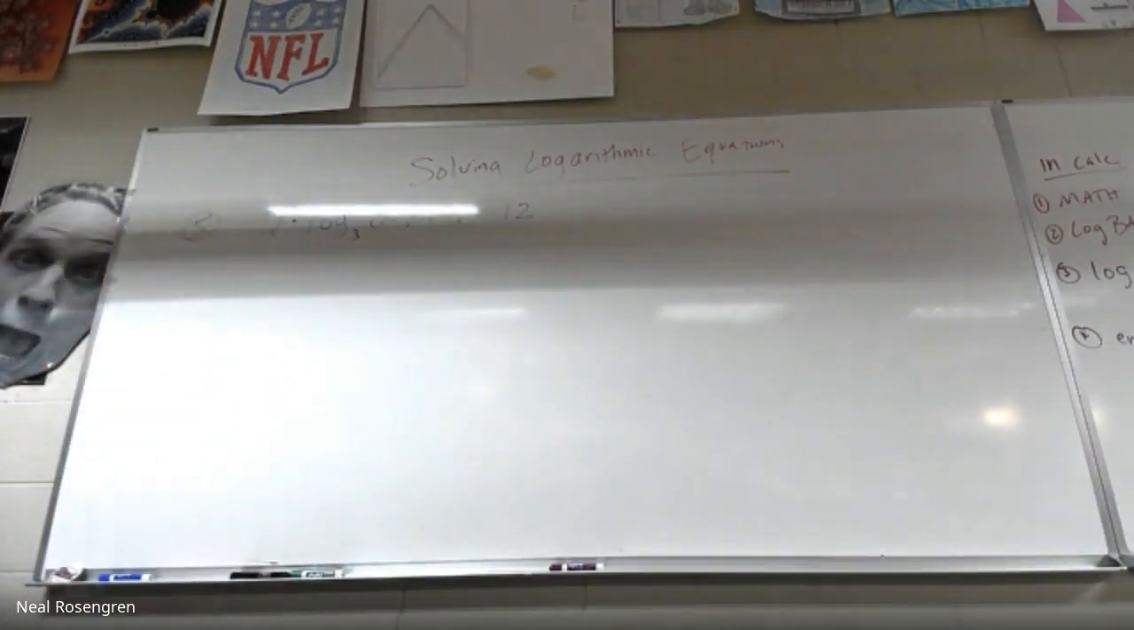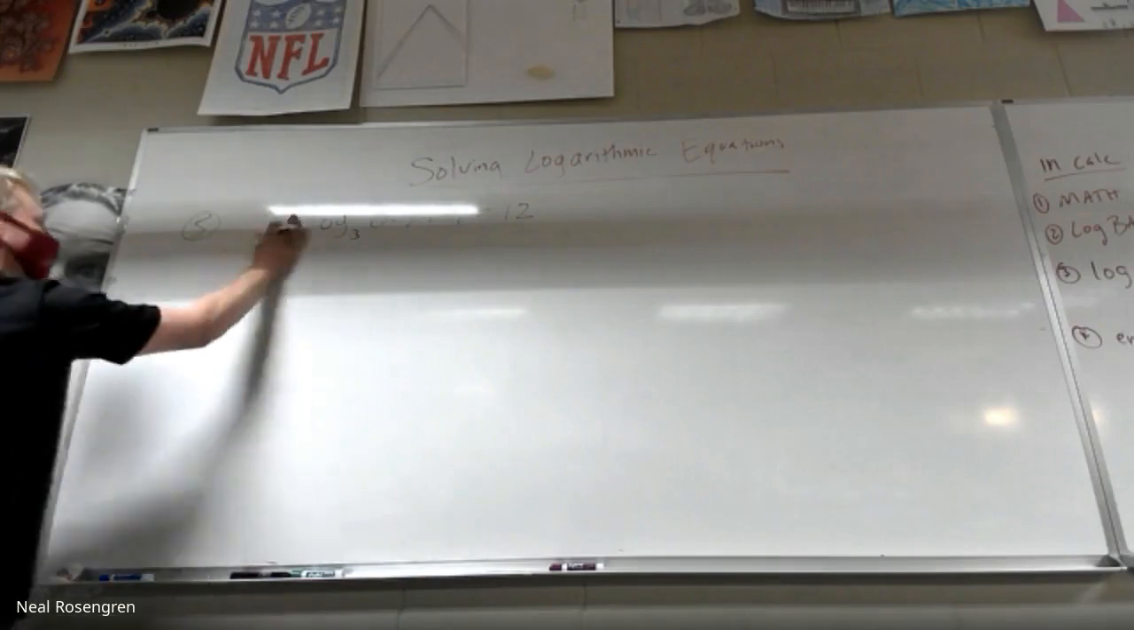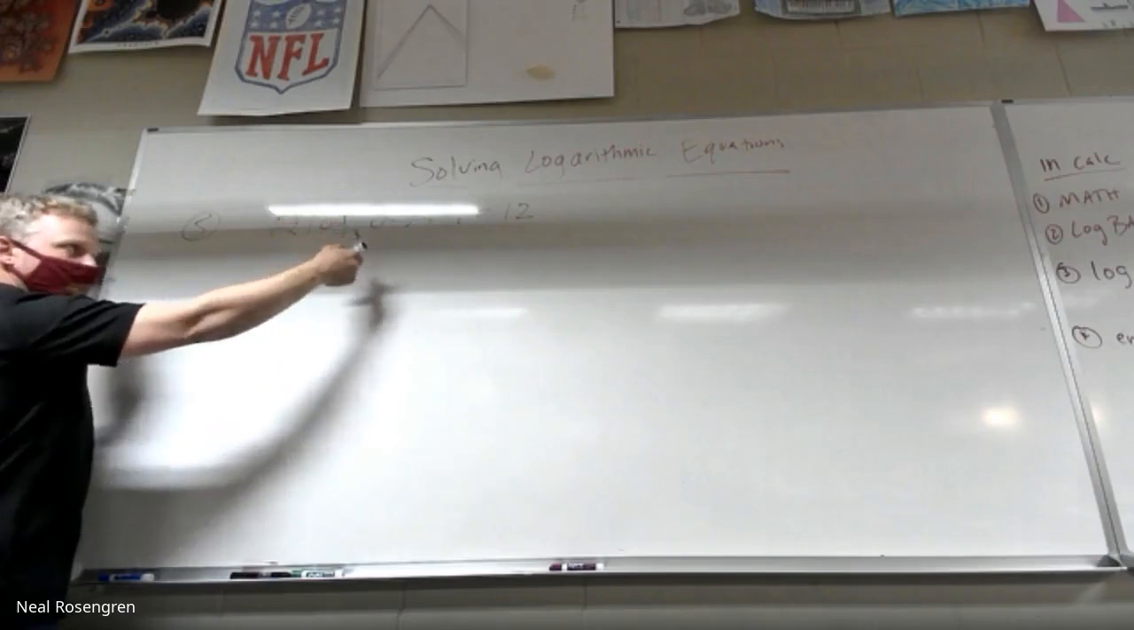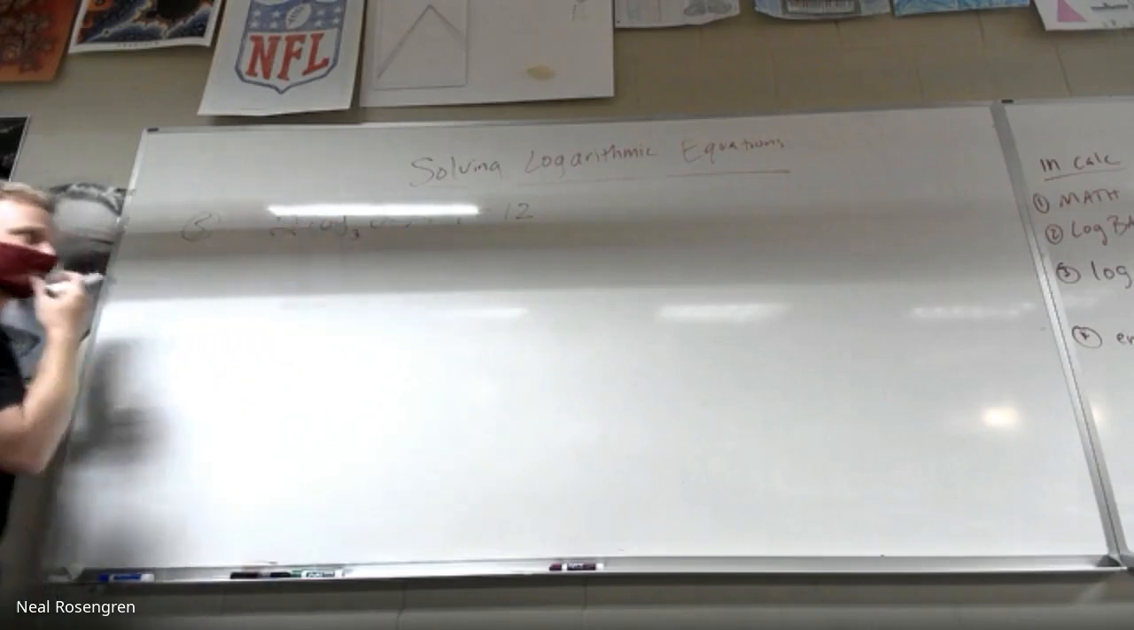Just made it up. This should work out okay. 2 times, and I like to put that dot there as a super clear reminder that it is multiplication, but I don't need to. I could just say 2 log base 3 of x, but I like the dot.